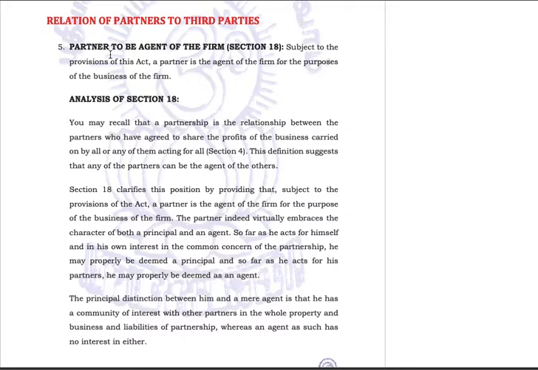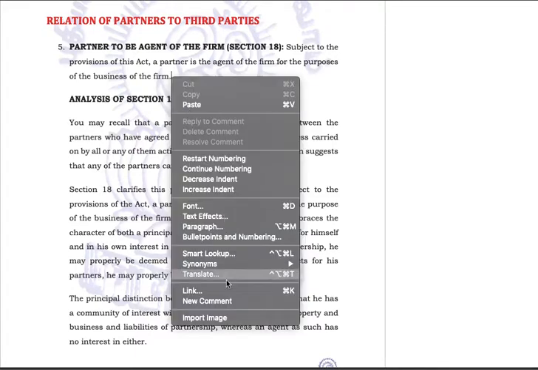Relation of partners to third parties. Partner to be agent of the firm. Subject to the provisions of this Act, a partner is the agent of the firm for the purpose of the business of the firm. Like we discussed, there is an element of agency between the firm and the partner.